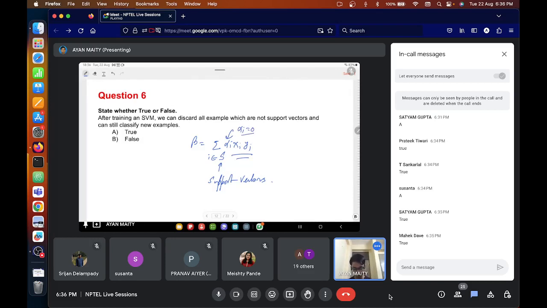So only support vector points contribute to beta, and non-support vector points cannot contribute to beta, and the model parameters are beta and beta 0. These are the only two things that we need for constructing the decision boundary and also to classify new examples. So from this expression we can see that we can discard all the other points, keep only the support vector points, construct the decision boundary, and classify new examples. So option A is the correct answer, which is true.